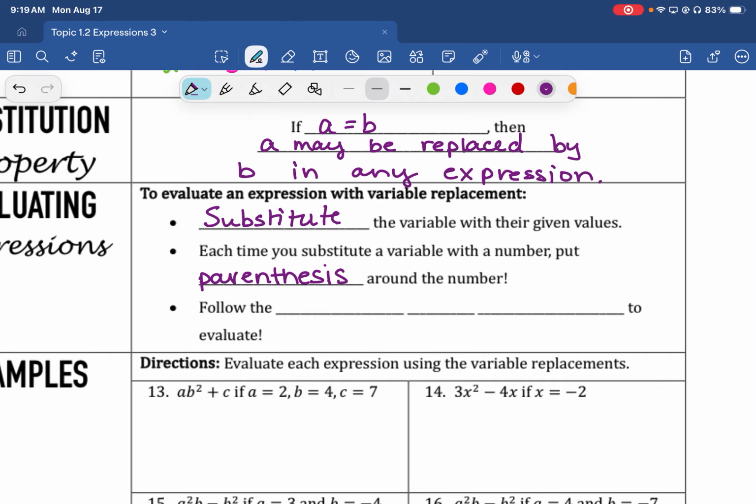Okay. So I cannot stress this enough. Make sure if you substitute in, use parentheses appropriately because it makes it so much easier to get the answer right, okay? And so once we do that, you have to follow the order of operations to evaluate.